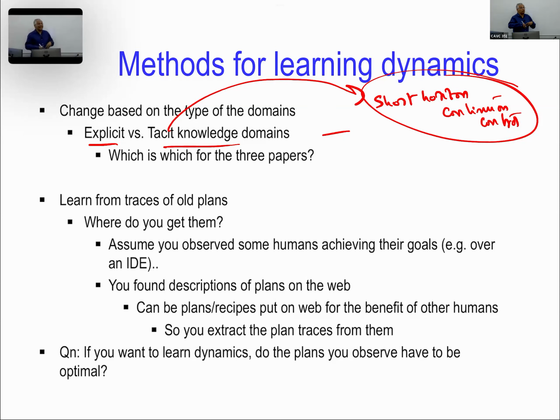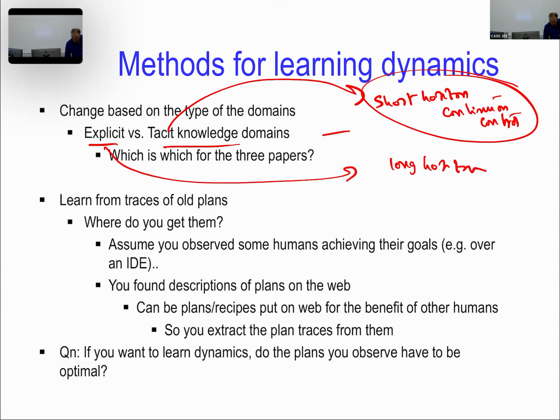You have learned a controller. You learned a controller for how to walk. And that controller is basically a feedback control that you're taking. And once in a while, it gets into trouble, and then you realize, oh, I did learn it. So tacit knowledge is short horizon continuous control, and explicit knowledge typically tends to be long horizon and discrete dynamics. It's approximate, and there's no real reason why it should be that way, but the interesting problems that fall in one class would be the one type.